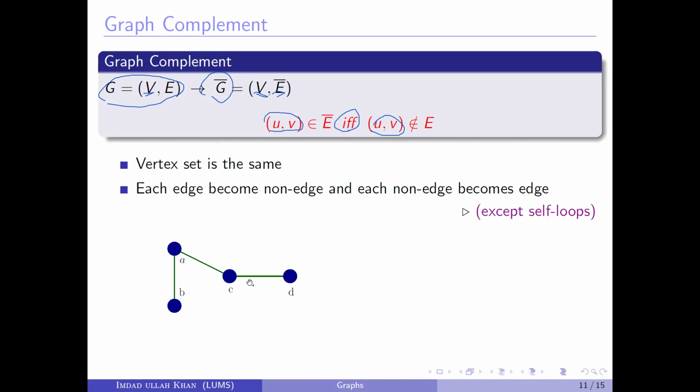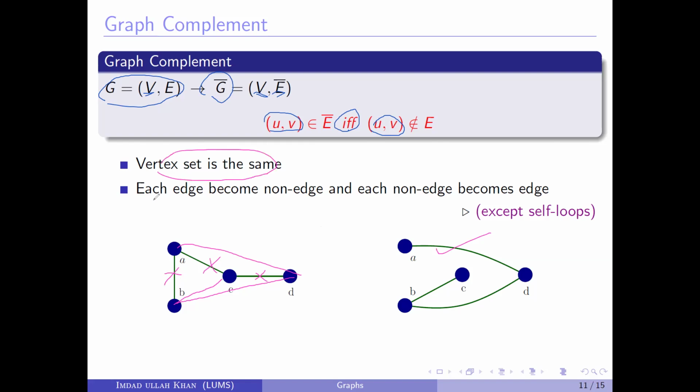If you look at this graph of 4 vertices, our number of vertices in the complement will remain 4, but all edges which were missing in the original graph will be inserted in the complement, and all edges which were present will be removed. I'm just putting some missing edges over here for better understanding. These pink edges were missing, so we add them over here in the complement. The green edges in the original graph have been removed from the complement. The complement contains the same set of vertices as the original one. So all existing edges become non-edges and all non-edges become edges.